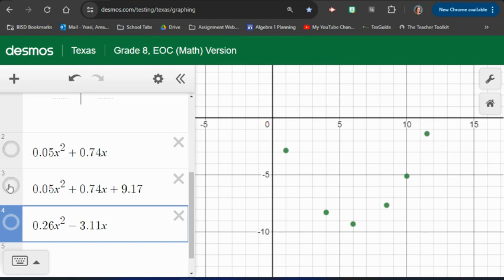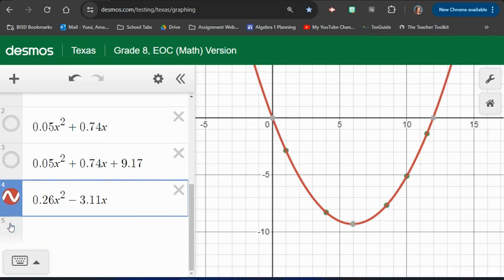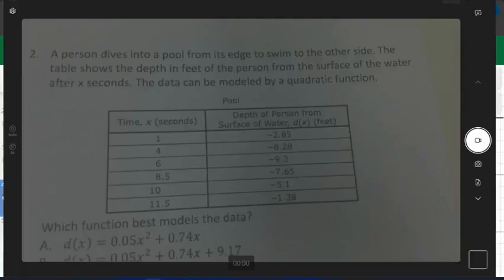So A is not it. B is not it. C is perfectly it. And then I think D was like a -1, which changed it. So it is answer choice C. So let's go to our notes for today.